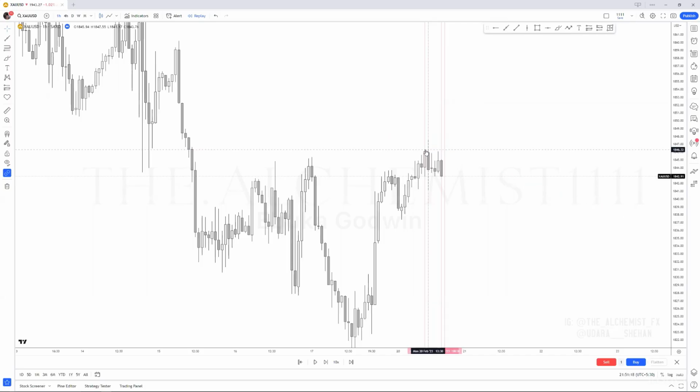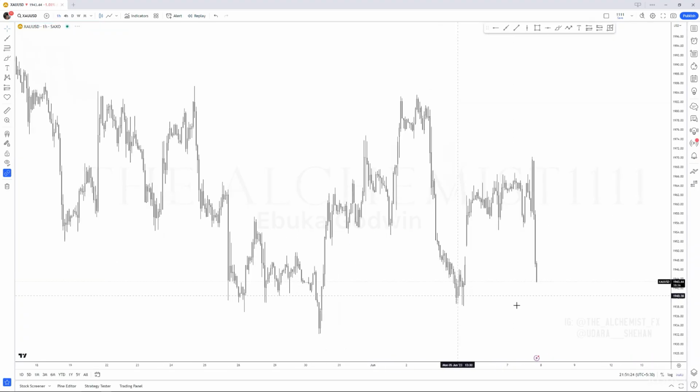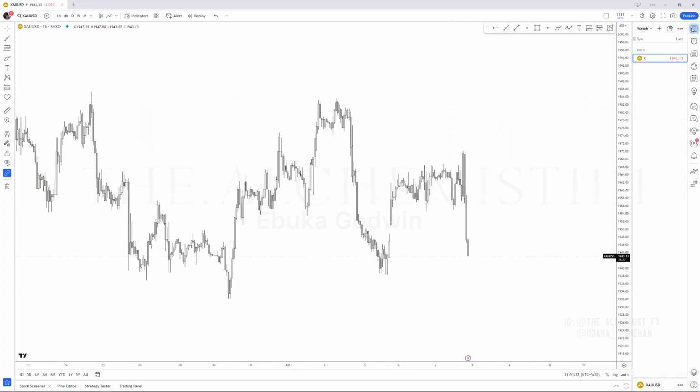London Kiel Zone and London Open, New York Kiel Zone and New York Open. Okay, so that is what I want you guys to do. Now just go, if you want, to the daily, weekly or monthly and mess around and see how well trend lines work. And also it works on any pair. Okay, not only gold, don't worry.